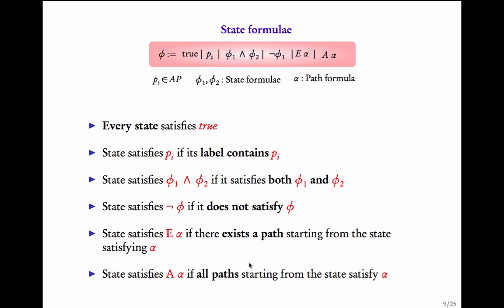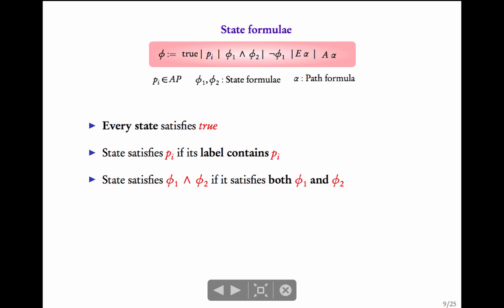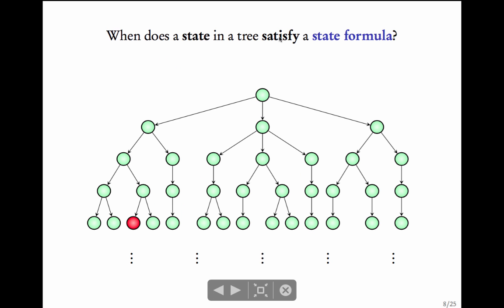This could be any state in the tree, not necessarily the initial state. A state formula can be evaluated in any state of the tree. And this is the semantics. This is the meaning of these formulae. And this slide answers the question, when does a state in a tree satisfy a state formula?